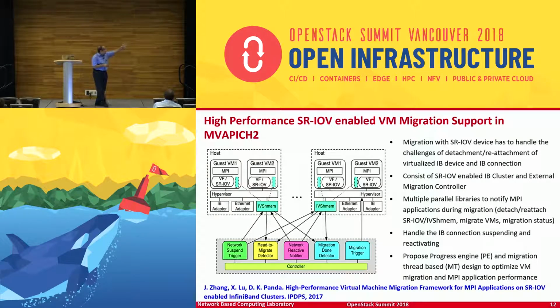This has a lot of steps. This shows the overall architecture. Not only do we have the IVSHMEM module that we discussed earlier, but here we have multiple components, like a network suspend trigger mechanism, then ready-to-migrate detector, network reactivate notifier, migration-done detector, and then migration trigger. We introduced several of these modules so that it can go through very smoothly. When the migration happens, I disconnect and then start the connections again on the other end. We also enabled some of the internal MPI stacks. Some of you know there is a progress engine, so we had a progress-engine-based solution as well as a migration-thread-based solution to put all these things together.